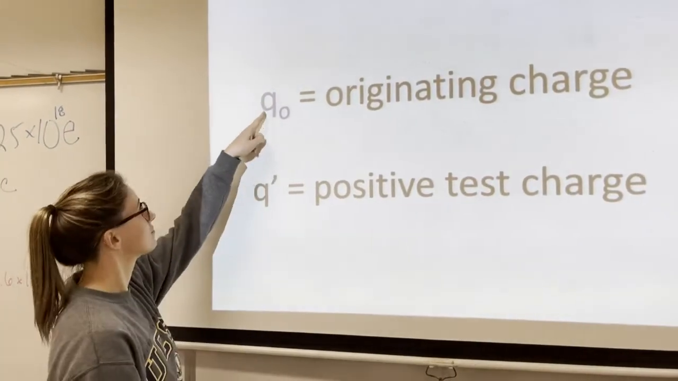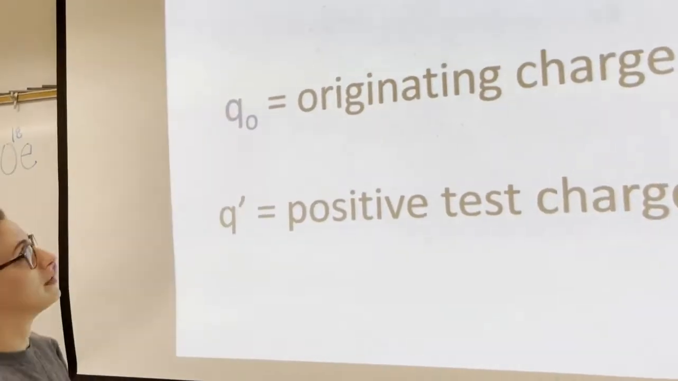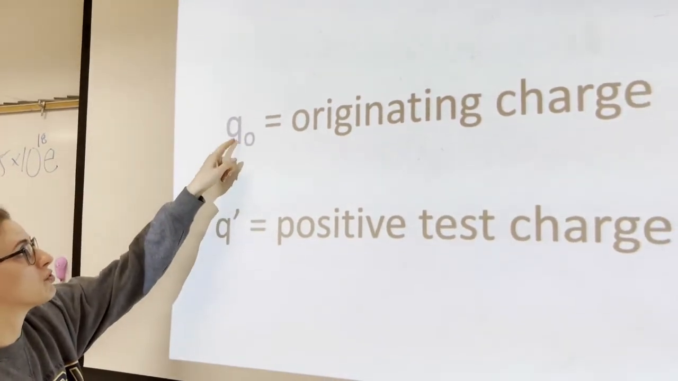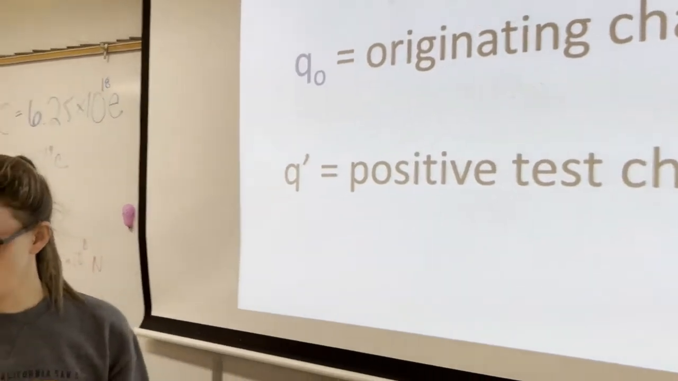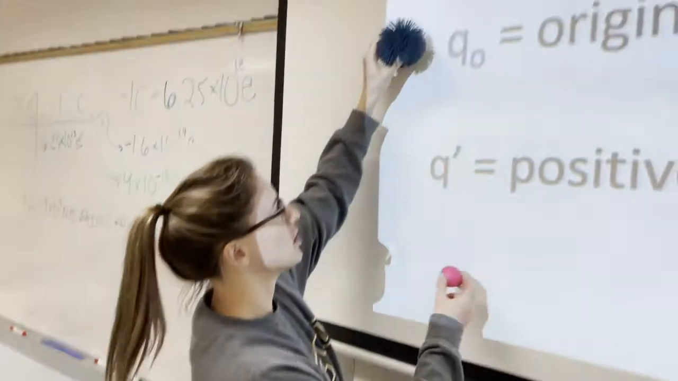So now we're dealing with the field, the electric field. We have our originating charge, which we represent by this, and our positive test charge. In a little bit today, we're going to represent those two things using these. This will be our originating, this will be our test.